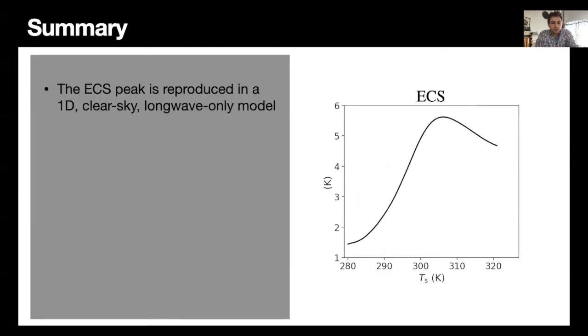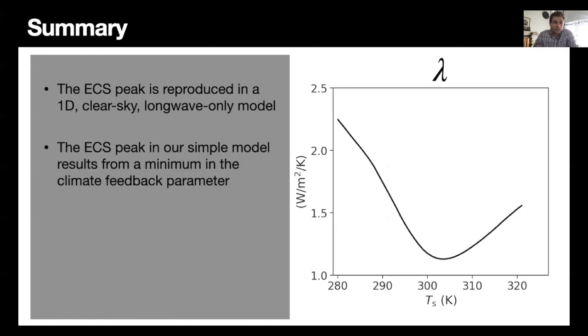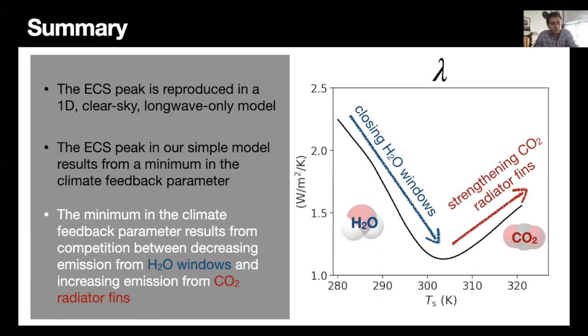So let me just summarize what I've said here. The ECS peak is reproduced in a 1D clear sky, longwave only climate model. And we were able to show that this peak in our model results from a minimum in the climate feedback parameter. And with a spectral feedback decomposition, we showed that that minimum results from a competition between decreasing emission through H2O windows and increasing emission from CO2 radiator fins.